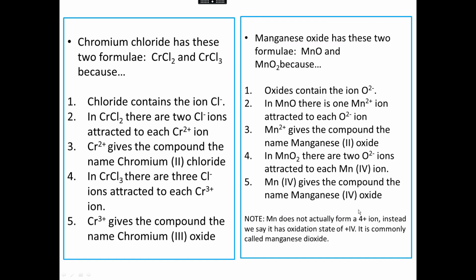Although what we would look at at A level is that it doesn't actually form a 4+ ion because it's too difficult to lose 4 electrons. So instead we say it has an oxidation state of +4. That's something that we may come back to in a different lesson, and it's more of an A level thing really. That chemical has another name. We tend to call it manganese dioxide because there's 2 oxygens, a bit like carbon dioxide. But yeah, we say it's got an oxidation state of +4 because there must be 4 pluses to attract 2 O2- ions, and we can write it as either manganese(IV) oxide or call it manganese dioxide.